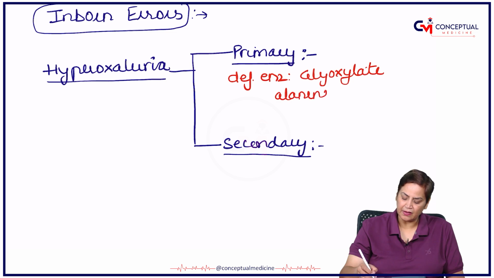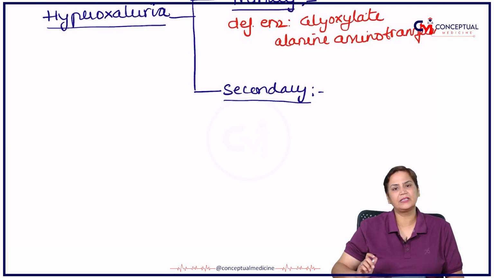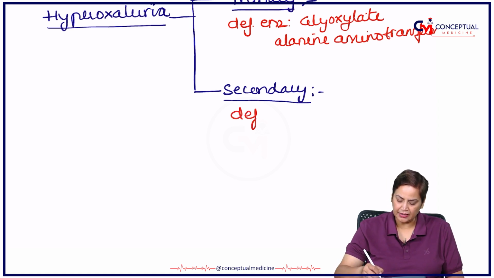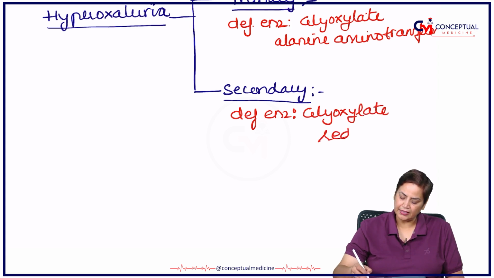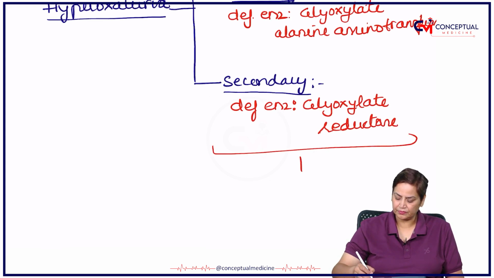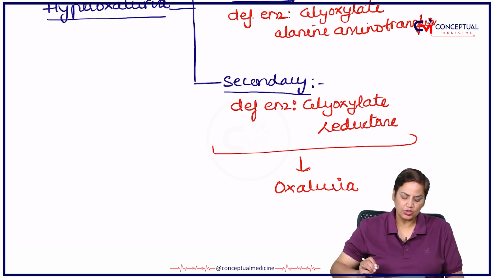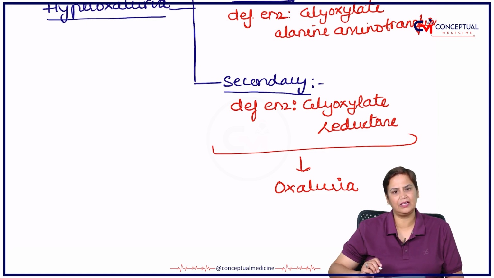alanine aminotransferase. And if we talk about secondary hyperoxaluria, here the deficient enzyme is glyoxylate reductase. Right? And both will lead to oxaluria. So these are the inborn errors of metabolism associated with glycine.